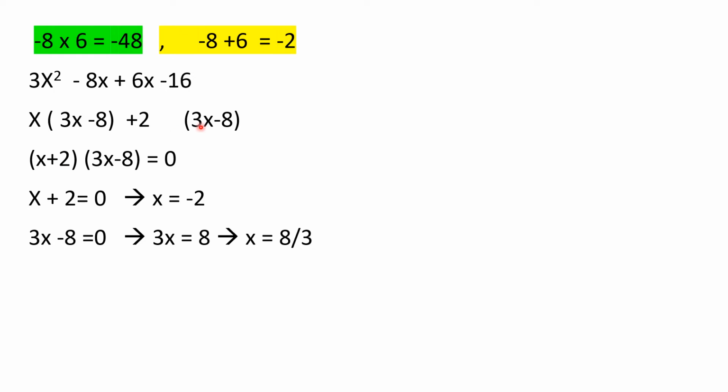So you take 3x minus 8 out, you will get x plus 2 equal to 0. So you have to see that x plus 2 into 3x minus 8 equal to 0. That means either x plus 2 is 0 or 3x minus 8 equal to 0. Equate x plus 2 equal to 0, you will get x equal to minus 2. And equate 3x minus 8 equal to 0, you will get 3x equal to 8, x equal to 8 by 3.